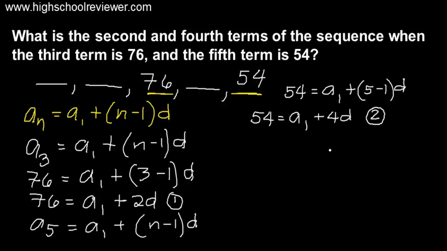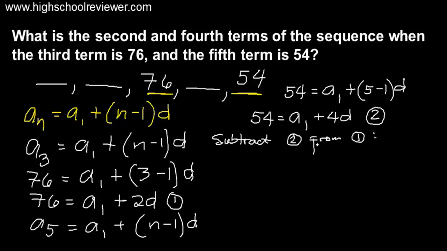Now looking at the two equations, we can see that if we subtract them, we can cancel out the a sub 1, so that what will be left will be the d. Okay, so let us subtract equation 2 from equation 1.